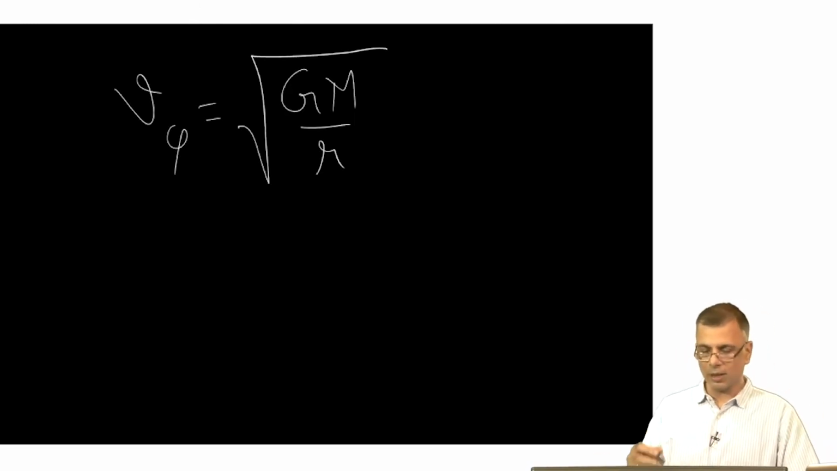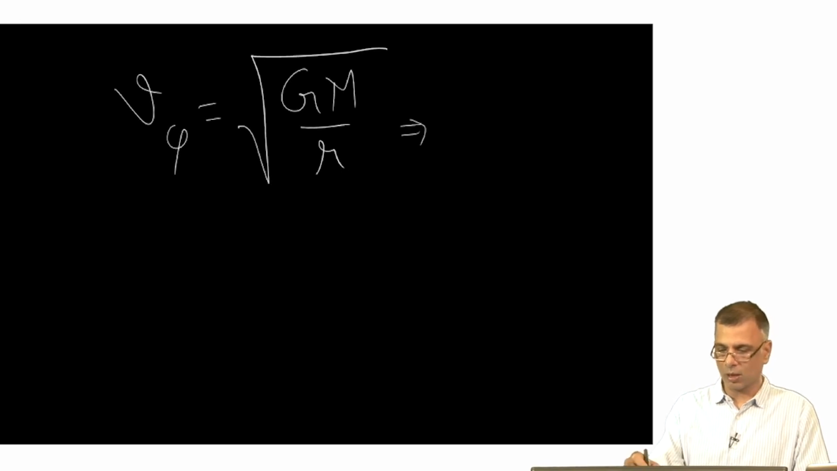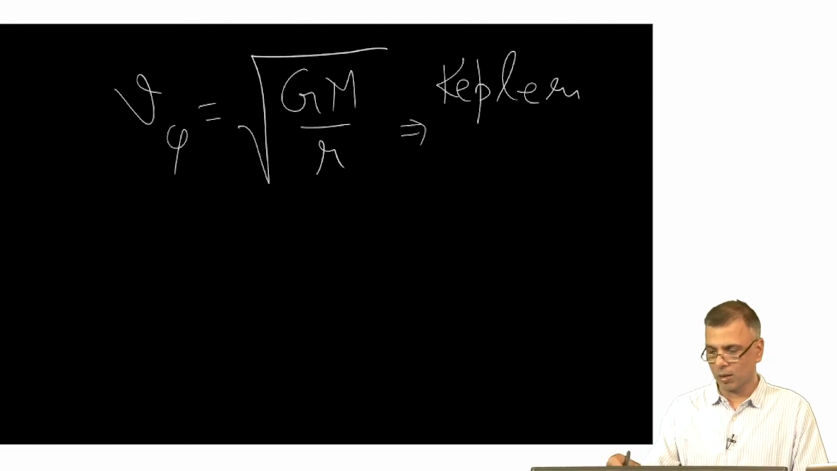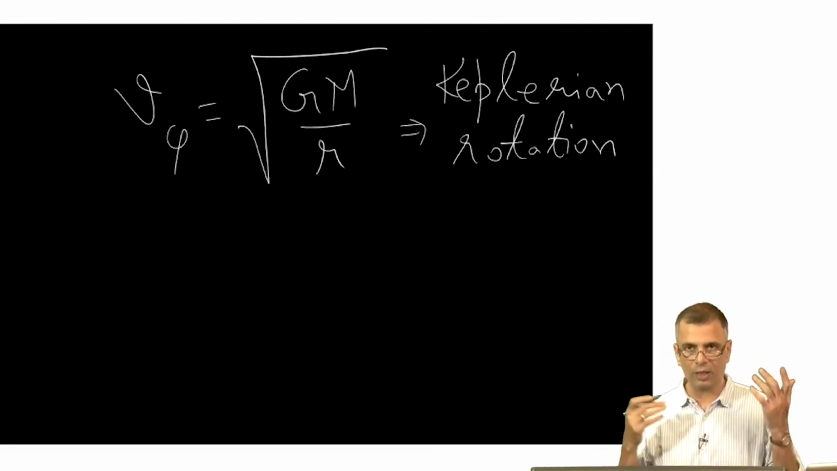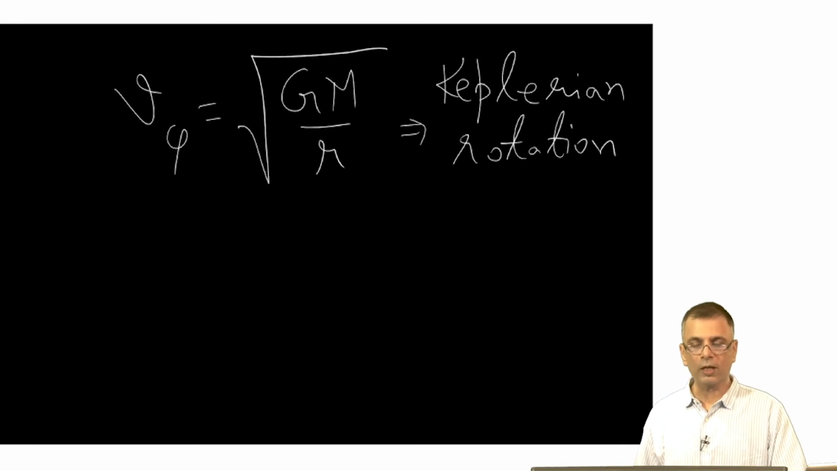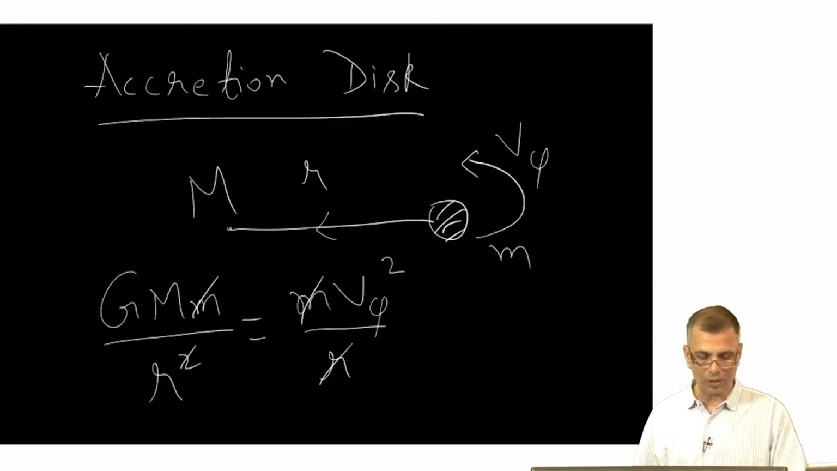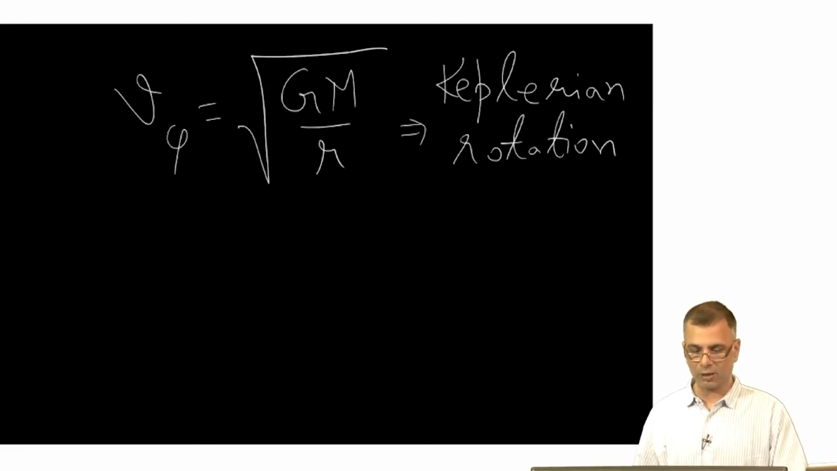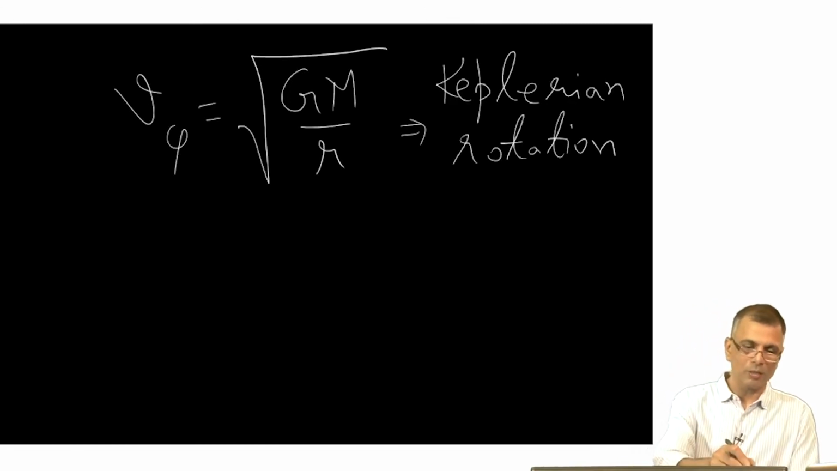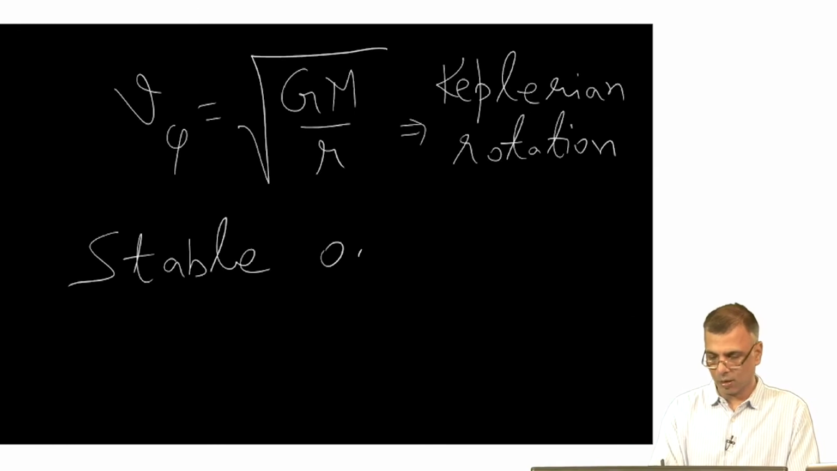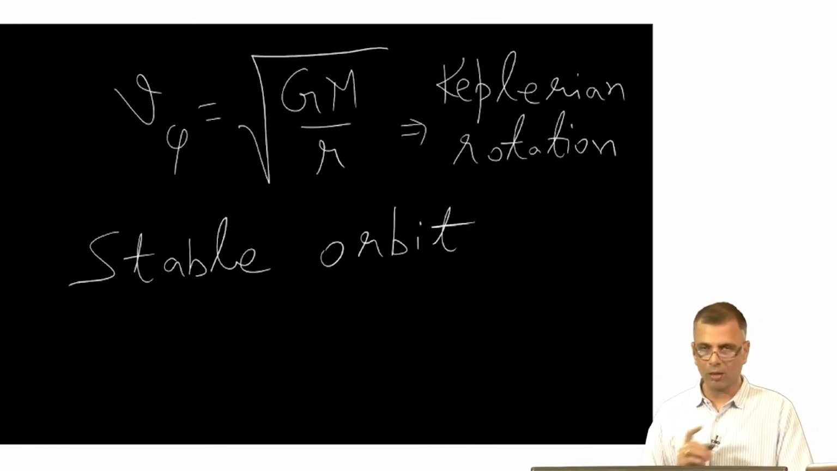Okay. And this is what is called Keplerian rotation. And this is our first point of contact with an accretion disk. So you have an object in Keplerian rotation around a central object with this rotation velocity, and there's no other component of velocity, there's only v sub phi. Now it turns out that an object in Keplerian rotation is in a stable orbit. It simply keeps rotating over and over.